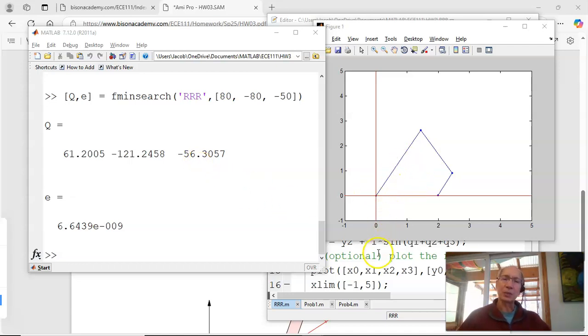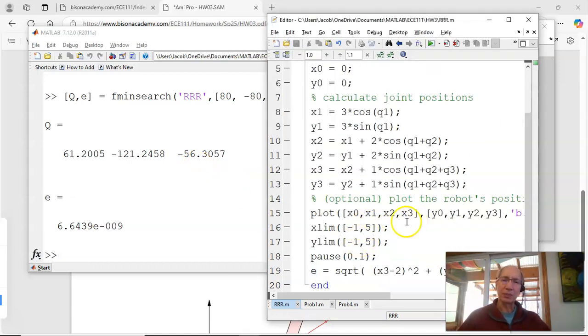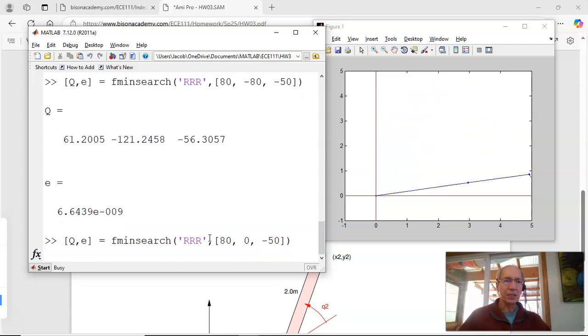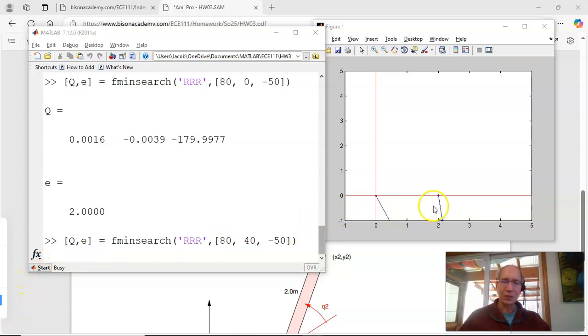This is optional. I just plotted where the robot is right here. It's kind of fun to see what's happening, but not necessary for the homework. This is one solution. I've got 3 degrees of freedom and 2 constraints, x and y. What that says is there's an infinite number of solutions. If I give it a different initial condition, I'll get a different answer. So here's another solution. It's going below the screen.